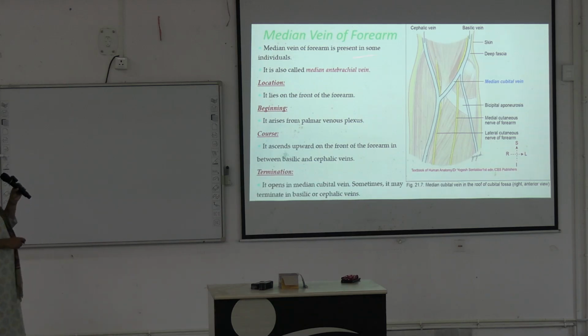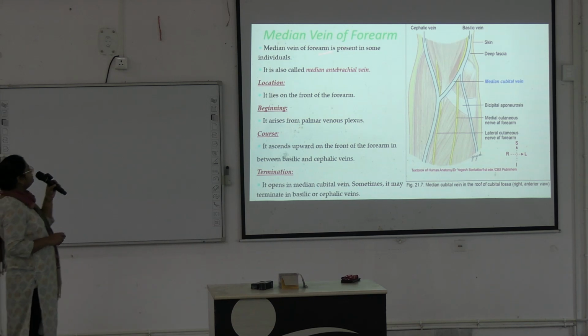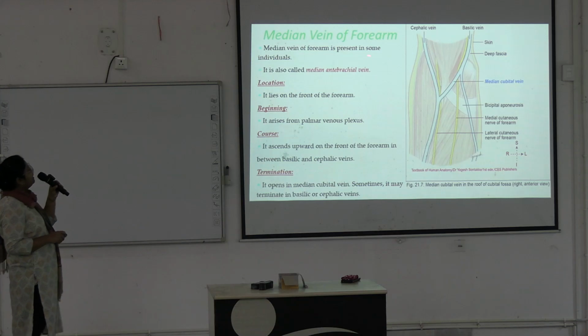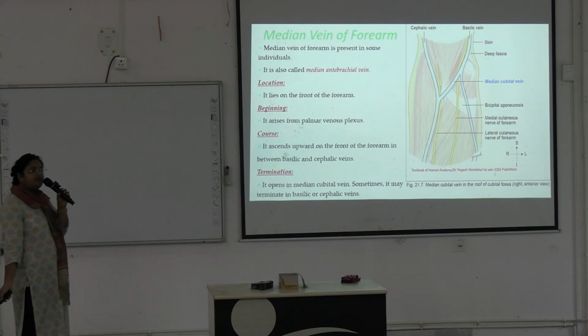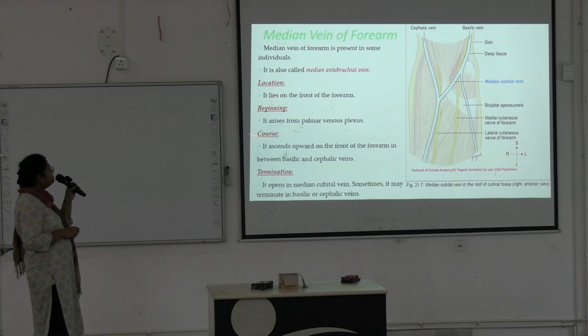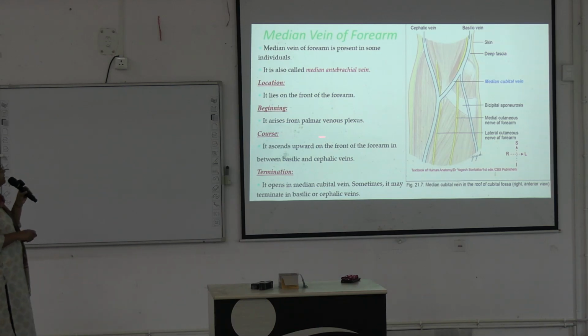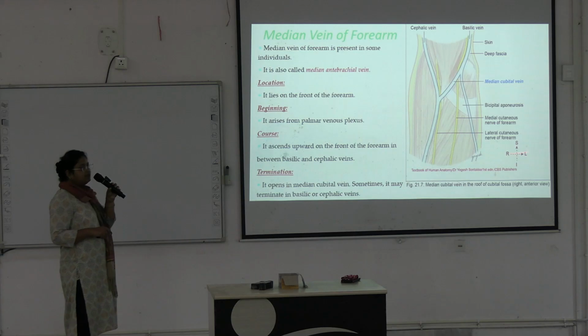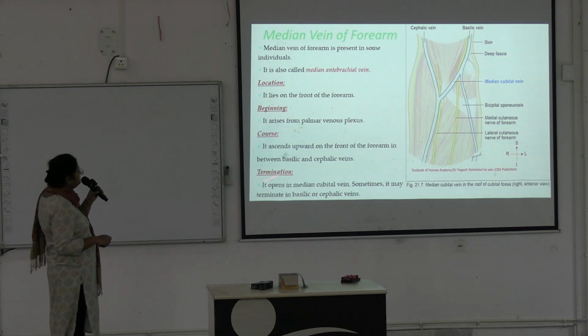Next is the median vein of the forearm. You have seen in the first picture the median vein lying in the anterior aspect of the forearm. The median vein of the forearm is present in some individuals and is also called the median antebrachial vein. Forearm means antebrachial, and its location lies on the front of the forearm. Beginning: it arises from the palmar venous plexus. What is the course? It ascends upward on the front of the forearm in between the basilic and cephalic veins. And what is the termination?